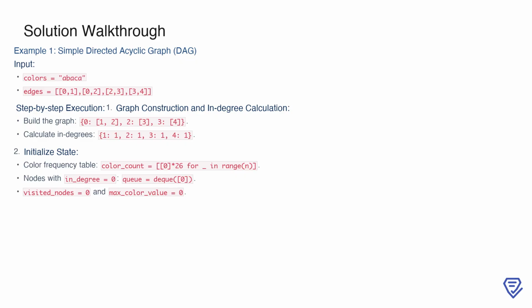We also calculate the in-degrees, which indicate how many edges are pointing into each node. For example, nodes 1, 2, 3, and 4 all have an in-degree of 1. Next, we initialize our state: a color frequency table to keep track of how many times each color appears in paths leading to a node, a queue to process nodes with an in-degree of 0, and variables to count visited nodes and track the maximum frequency of any single color encountered so far.